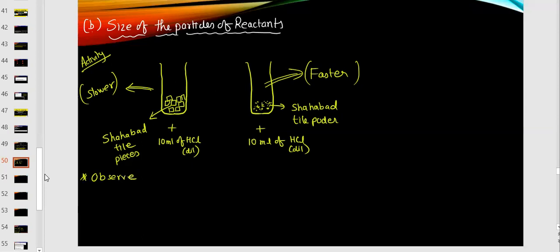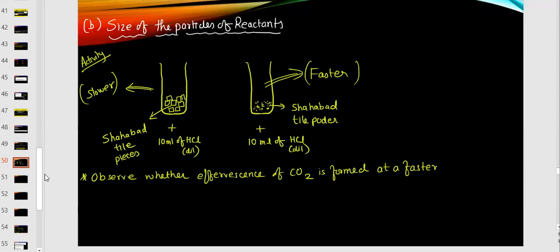So the observation here was, what you have to observe is whether effervescence of carbon dioxide is formed at a faster or slower speed. And based on this, we observed that if you use tile pieces, then the reaction is slower. If you use the tile powder, then the reaction is faster.